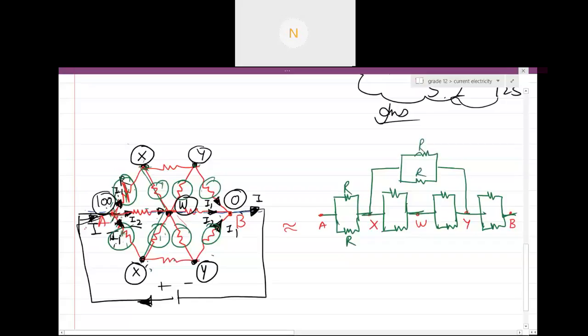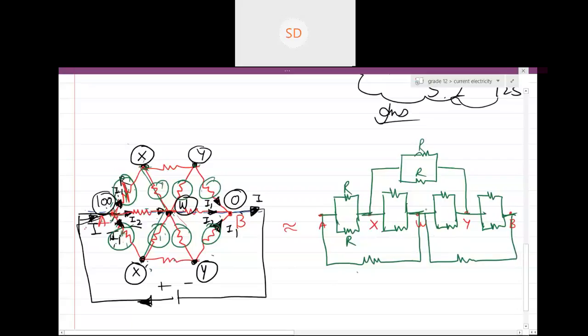And can you see the last one? One is between 100 and W. And another one is between W and 100. So can you see this thing?